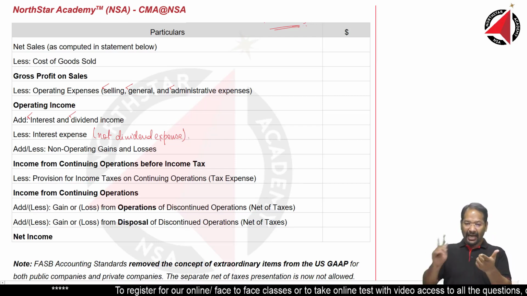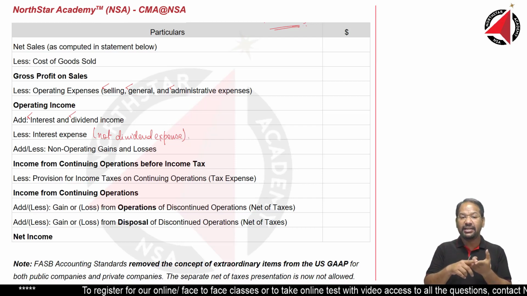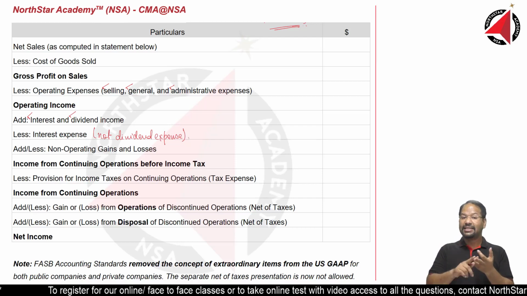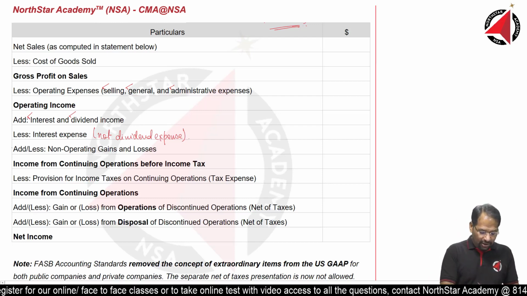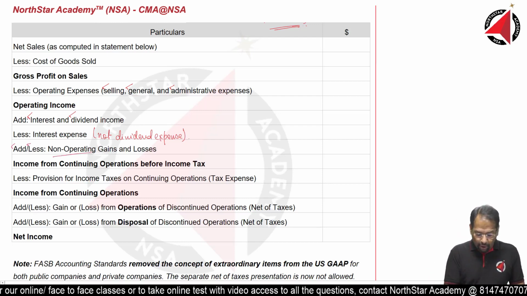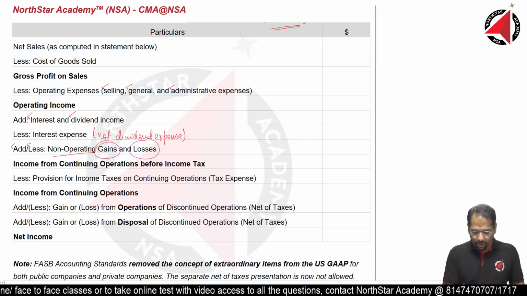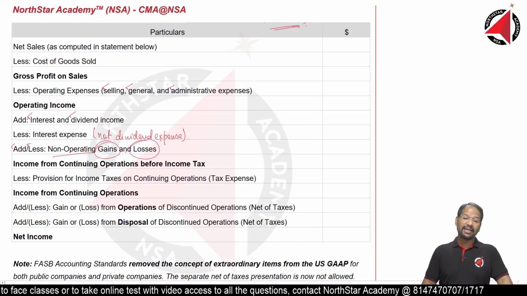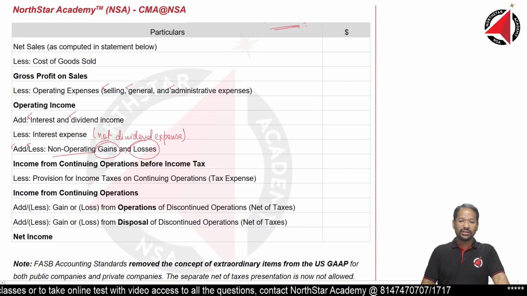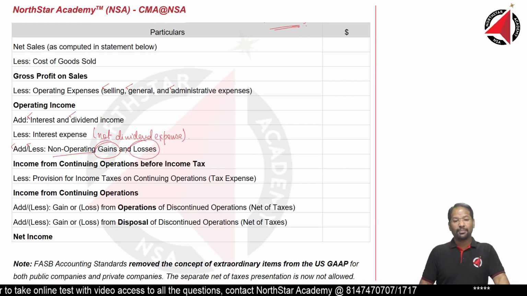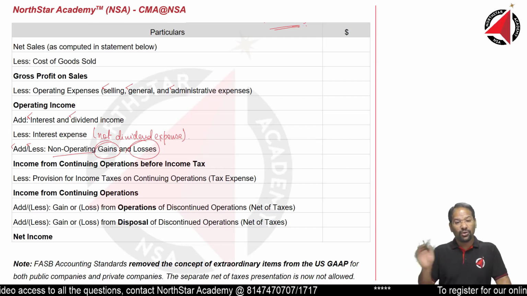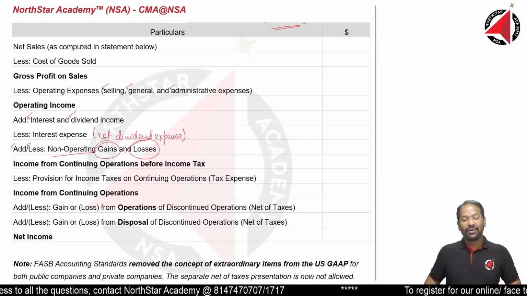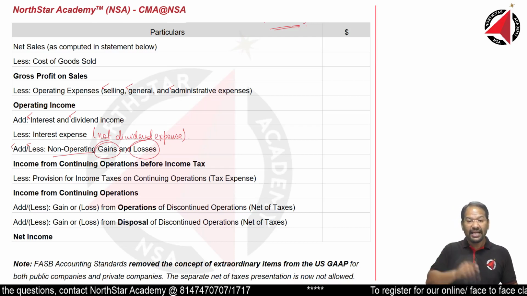Operating income, add interest and dividend income less interest expenses, and then we add or subtract any non-operating gains or losses. Gains and losses, I have already told you, are a net number. Machinery of 100,000 sold for 80,000, you have a loss of 20,000. Machinery sold for 100,000, carrying value was 80,000, you sold for a gain of 20,000.